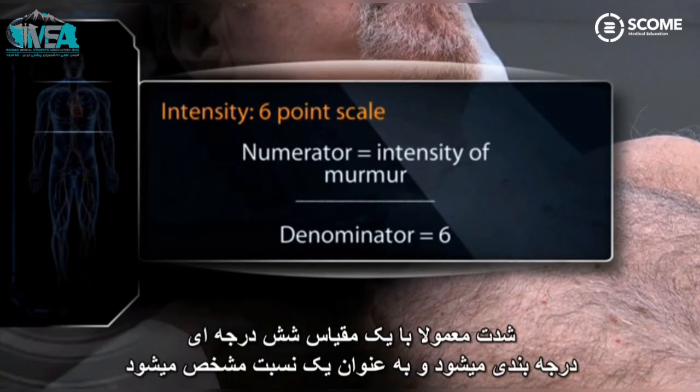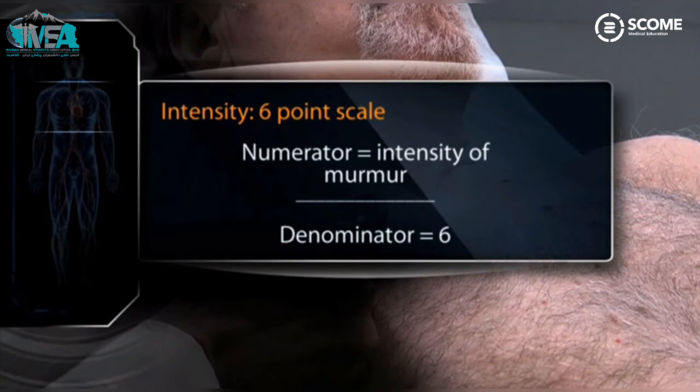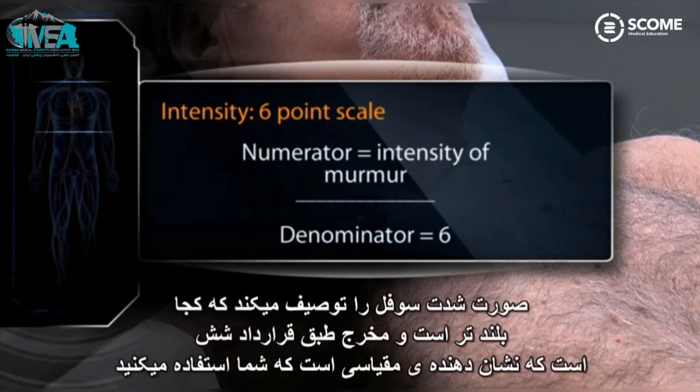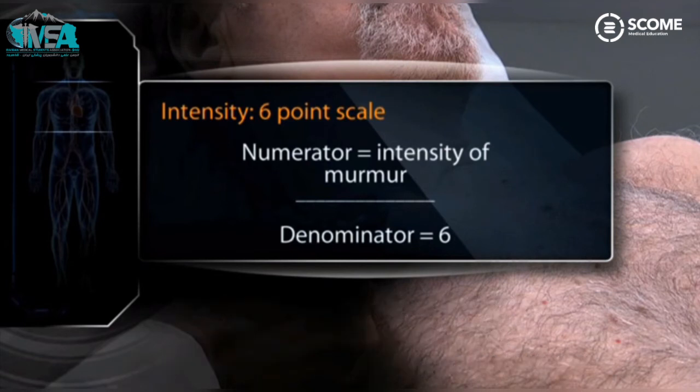Intensity is usually graded on a 6-point scale and expressed as a ratio. The numerator describes the intensity of the murmur wherever it is loudest, and the denominator, by convention, is 6, indicating the scale you are using.